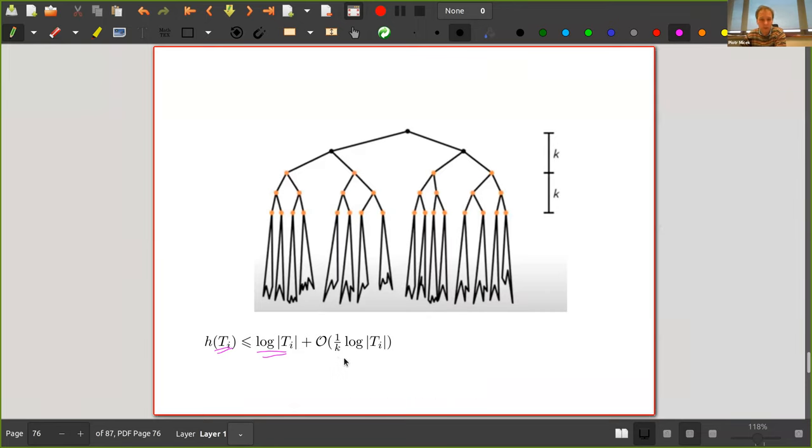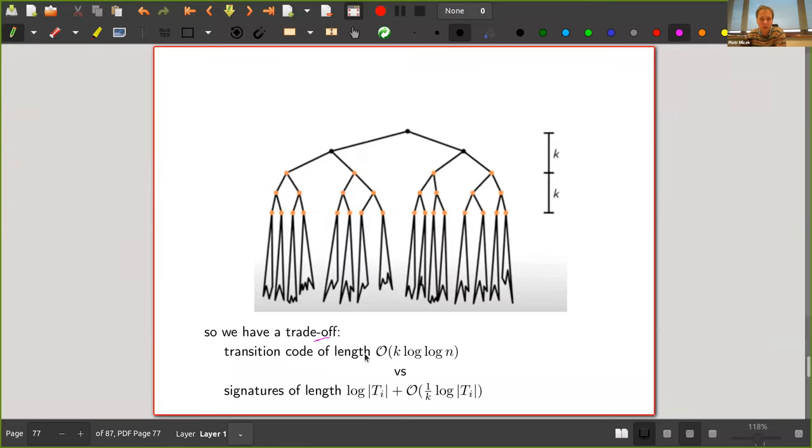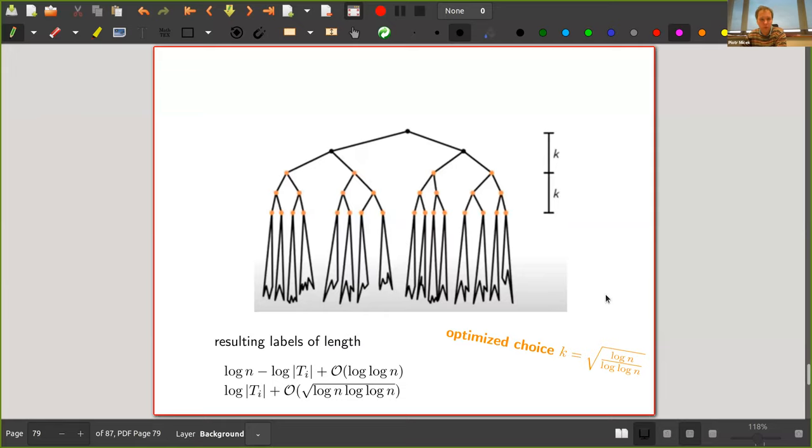The larger k we take, the better is the balance. But you have to remember that we have a trade-off here. Well, on one hand, we have transition codes that takes k times log log n bits. On the other hand, when we do the balancing, the height, which will be the length of the signature, so the length of the labels, gets this factor. So when we optimize the choice of k, so we pick this function of n here, we get our resulting labels. So this will be our column labels, yeah, which will be log of the size of the row plus this error term, roughly square root of log n.